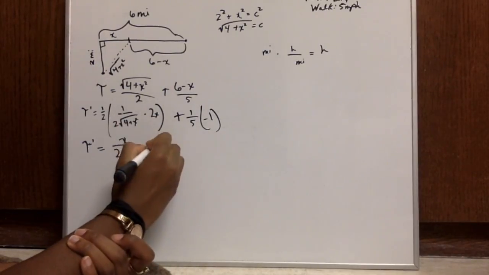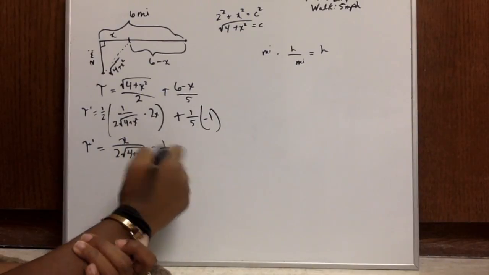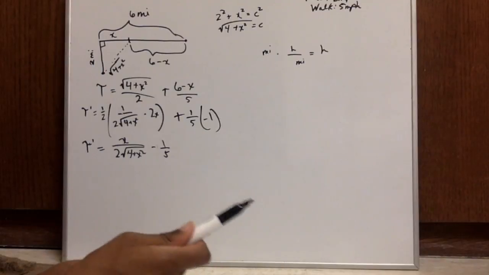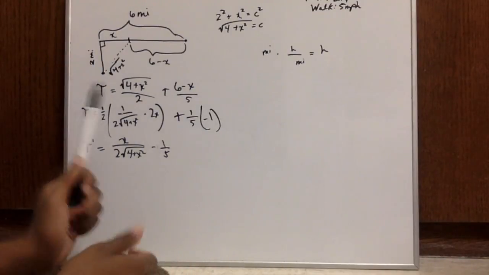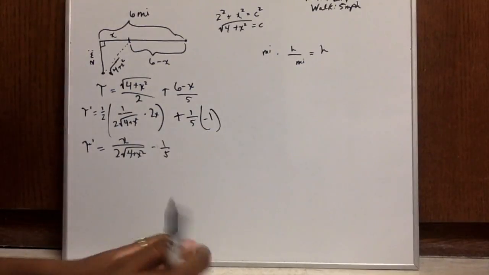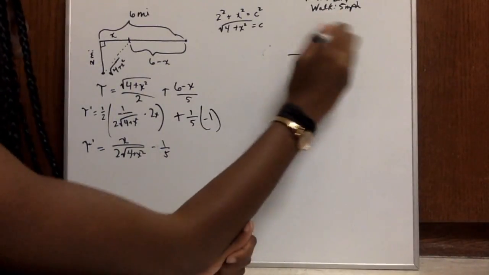minus 1/5. So here we have our derivative, and when we're trying to find the minimum value of this t, we're going to set this derivative equal to 0. So I'm going to carry that out over here.